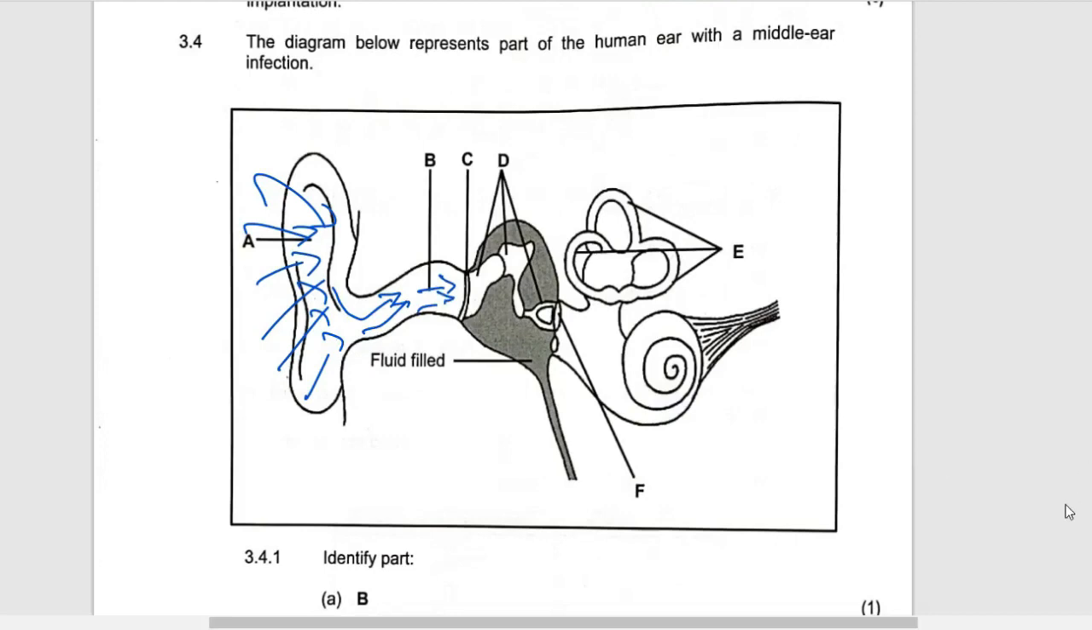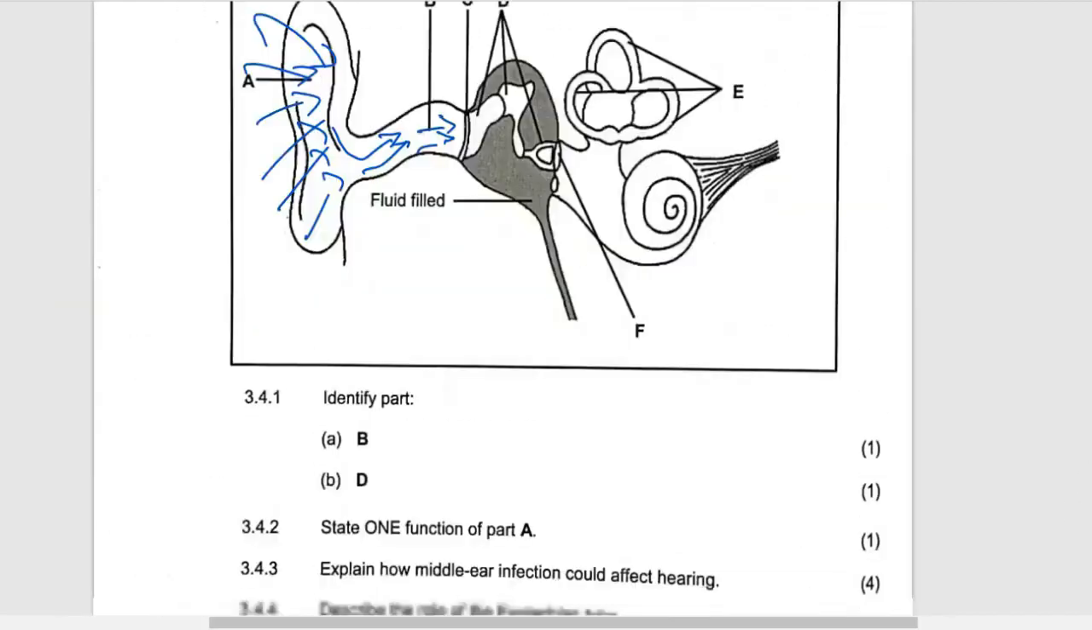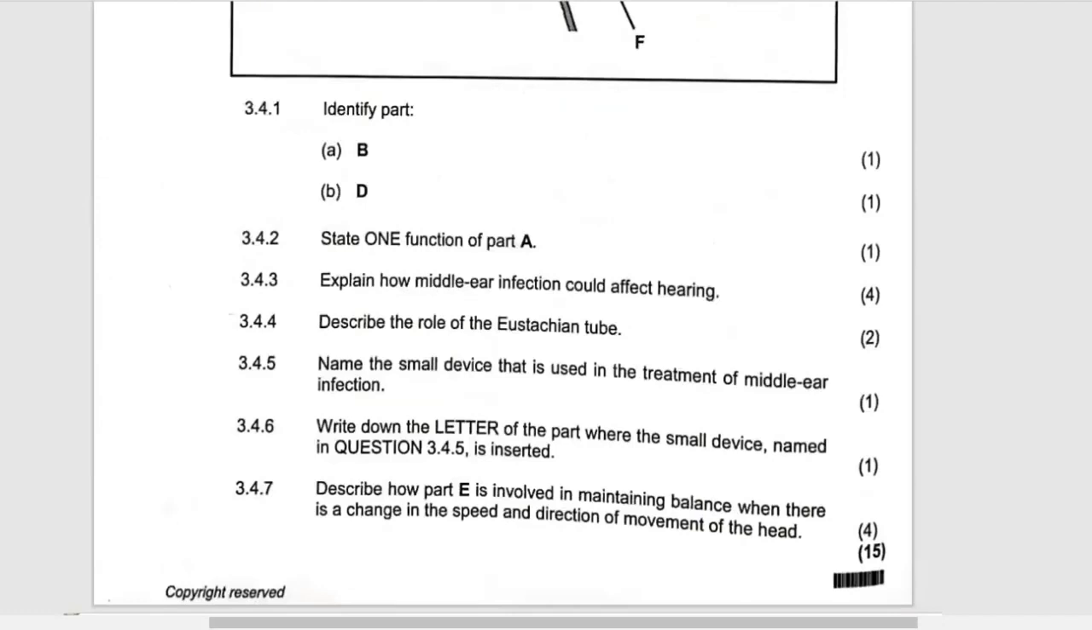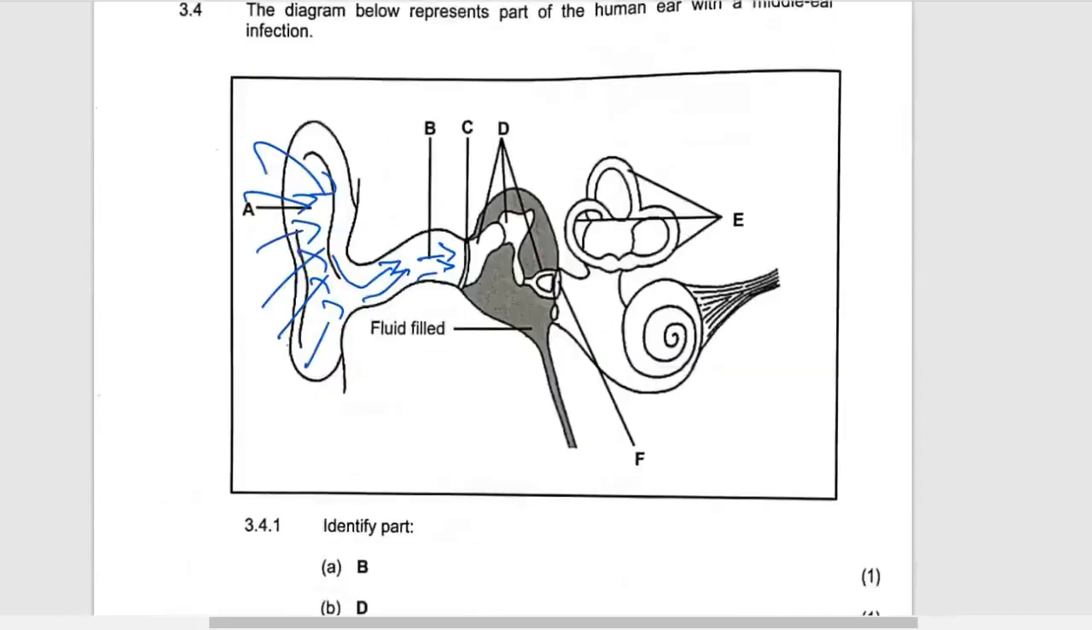And then another question is: explain how the middle ear infection could affect hearing. How does this middle ear infection affect hearing? It means that there will be a problem with part D, these ossicles, to move freely. So basically you can say that part D, or what is called the ossicles, will not vibrate freely because of the fluid which is inside there.